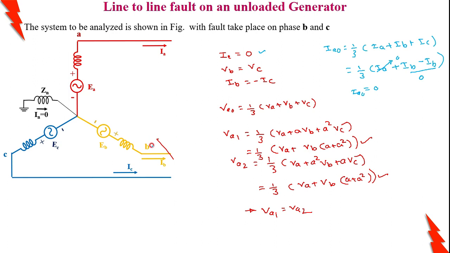In the fault, as such, the fault is not involved with the ground, therefore the zero sequence current is 0.